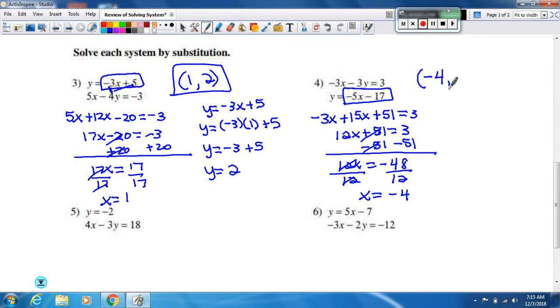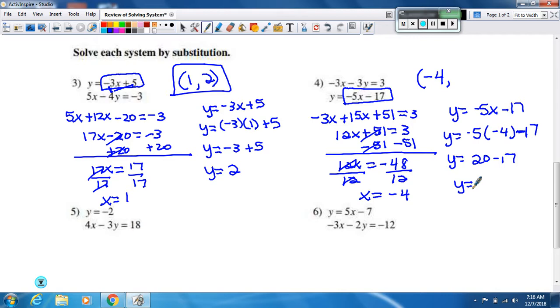Now we've got to find the y value. But we know that y equals negative 5x minus 17. So I'm going to do negative 5 times what we found x to be, which was negative 4, and then subtract 17. So y equals negative 5 times negative 4 is 20 minus 17. Y equals 3.